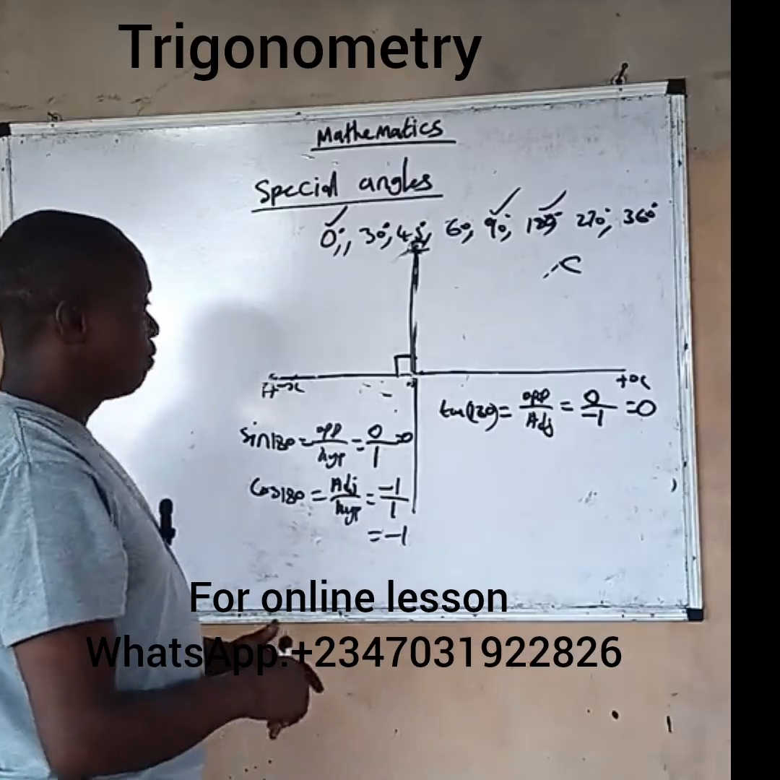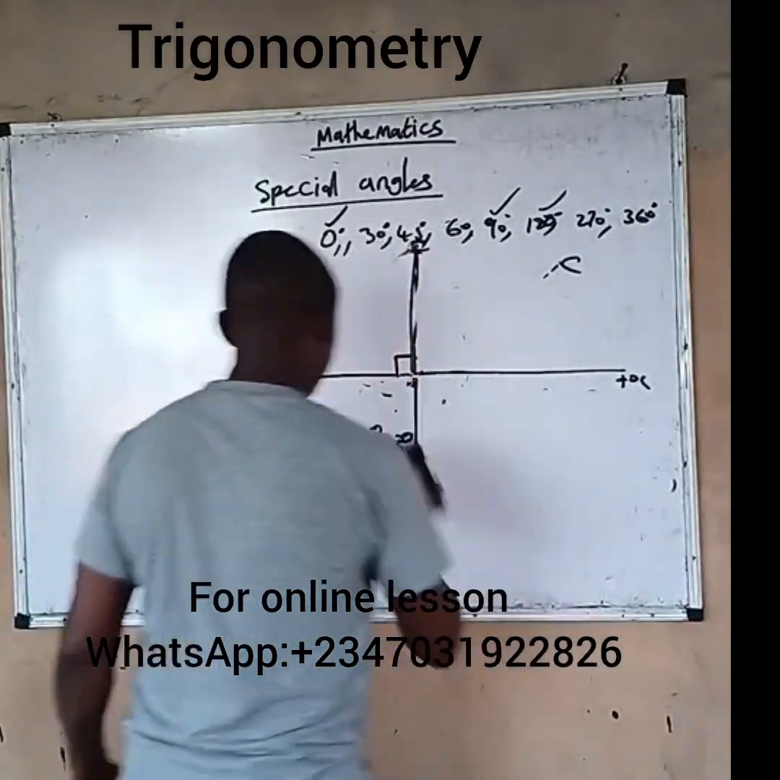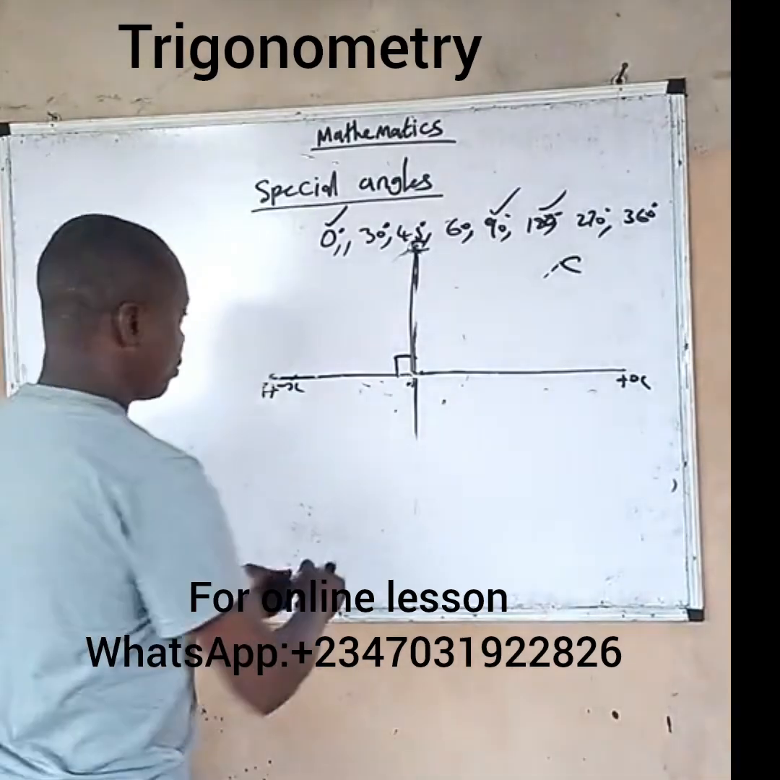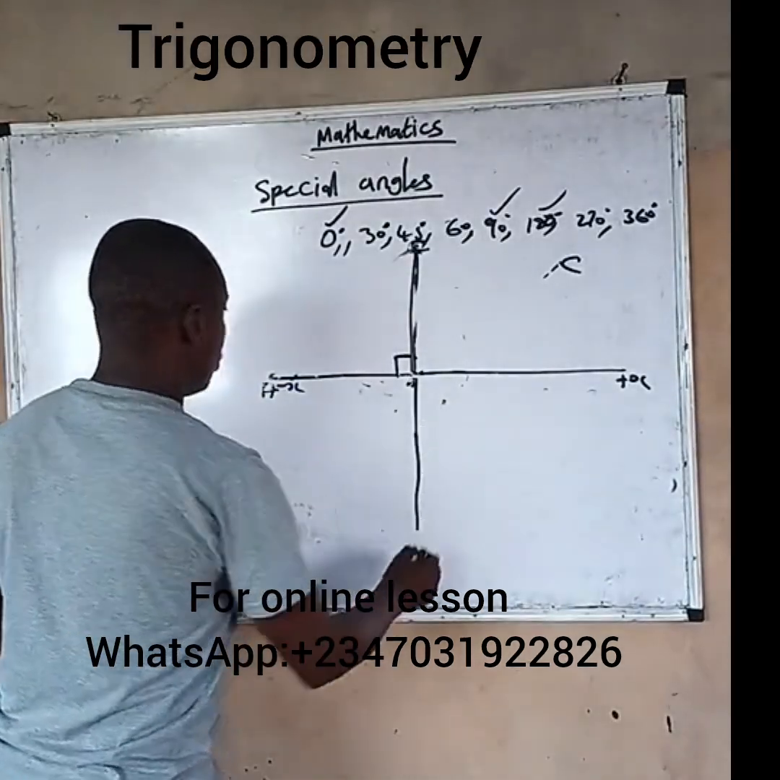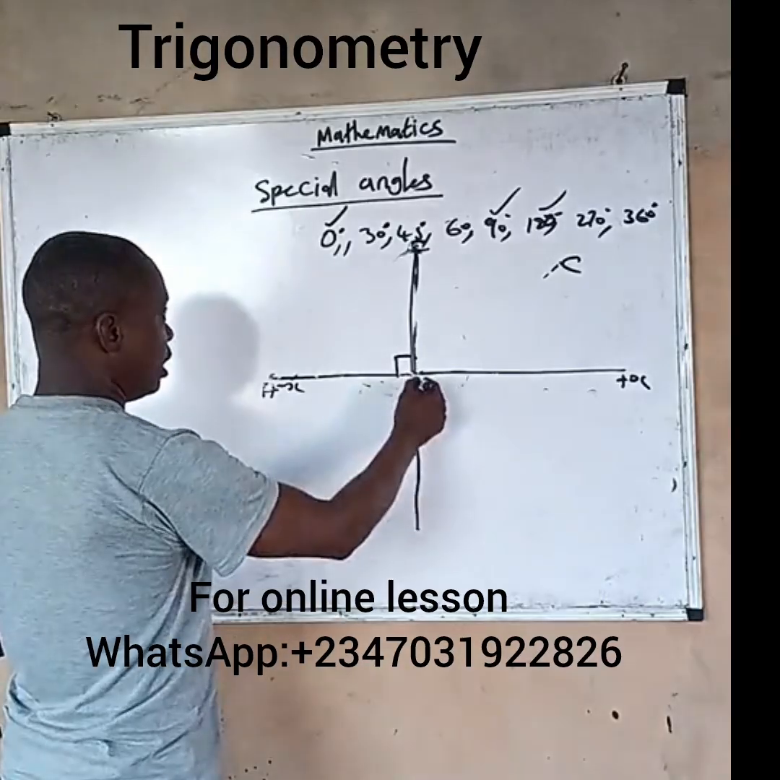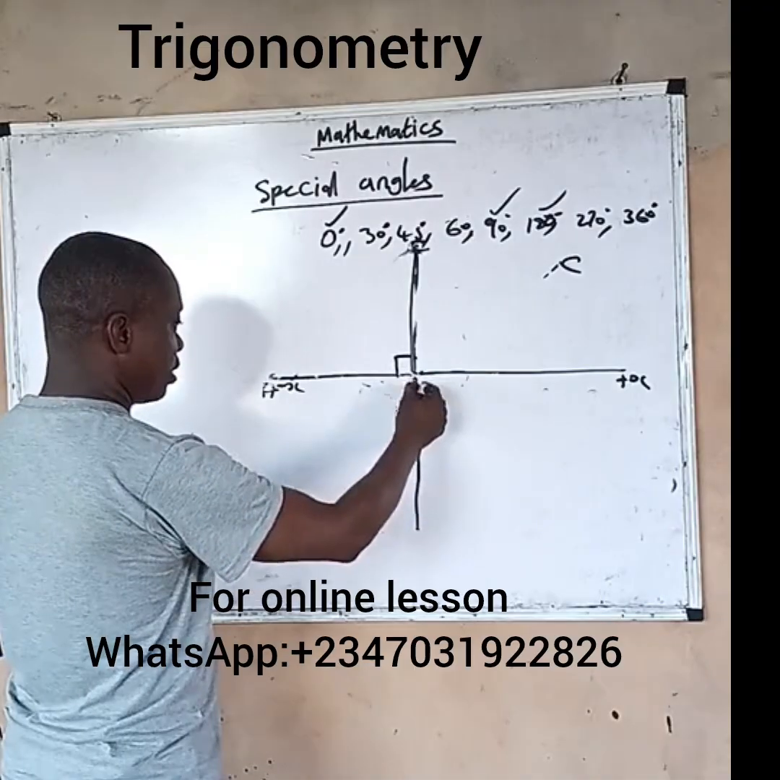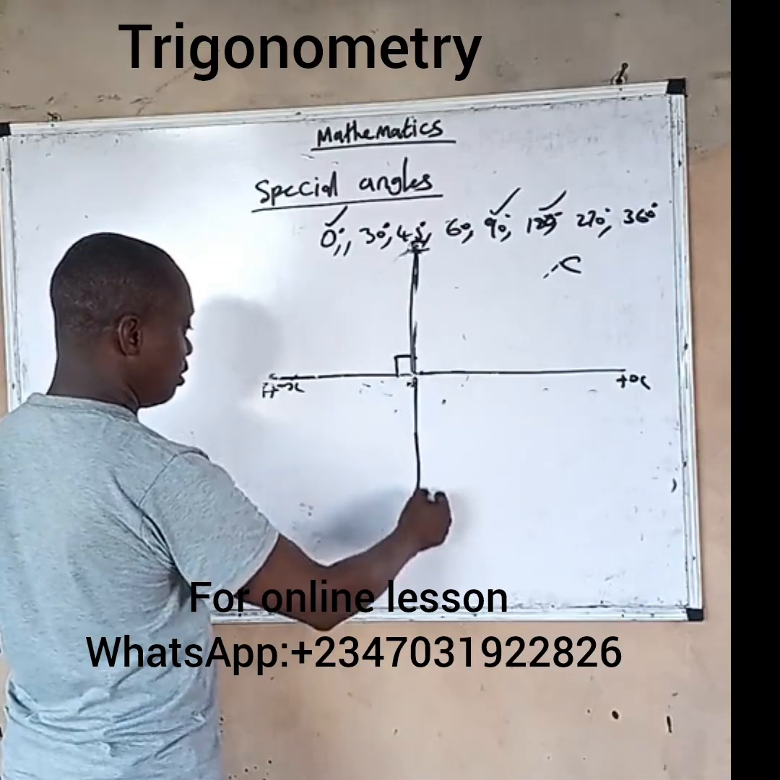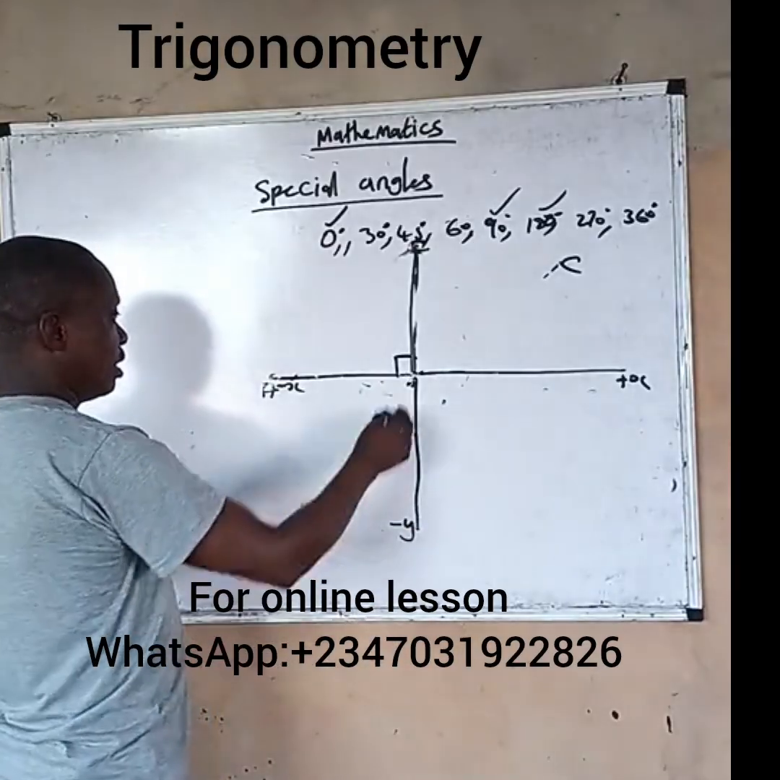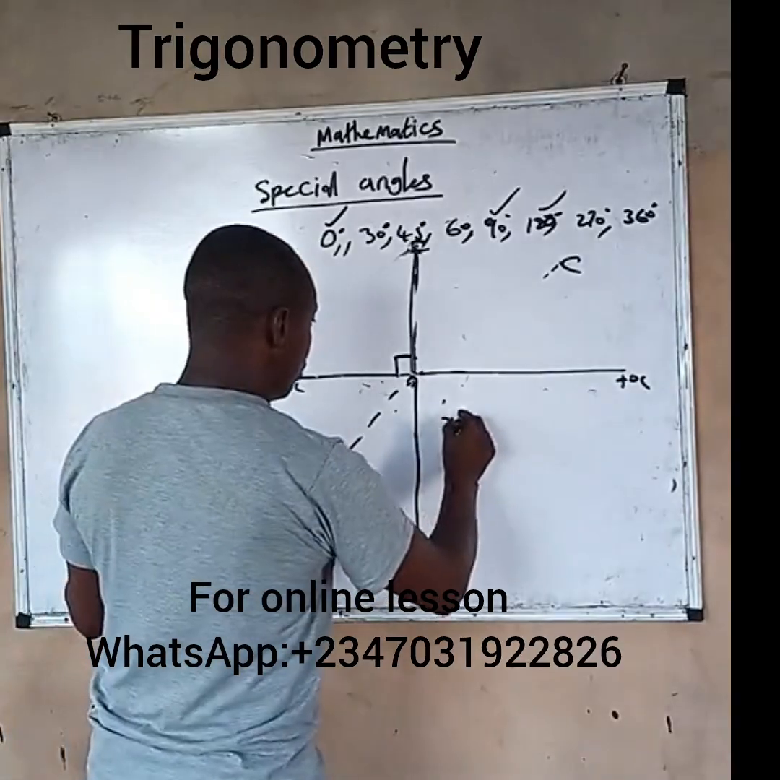So let's go to 270. All right, 270. 270 is on this territory now, here. Now that you are here, you are in the negative y. Okay, so now we are talking about 270.